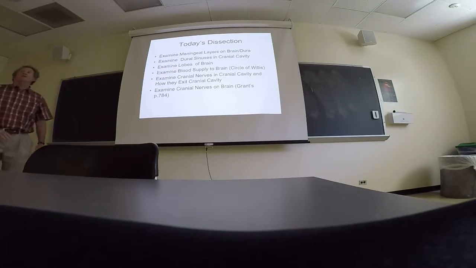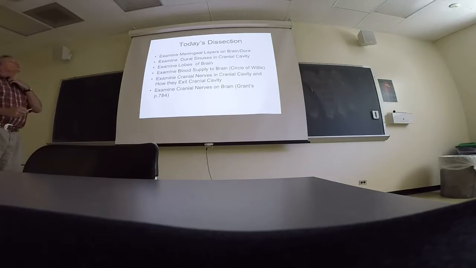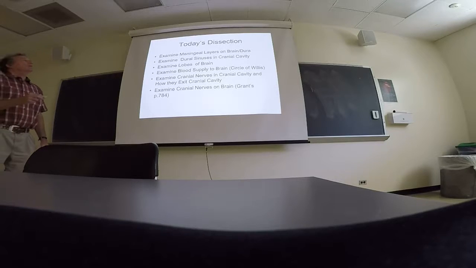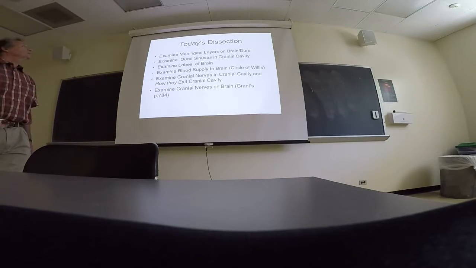Okay. So those are the things. Just to review, what you have to do today: you have to examine the meningeal layers on the brain and the dura, which may be lying on top of the brain or maybe stuck to the inside of the cranium. Look at the dural sinuses in the cranial cavity. You may want to open them up just to verify that they really are where we said they were. Look at the rough parts of the brain, the lobes of the brain, and the blood supply to the brain, that circle of Willis and the branches related to it.